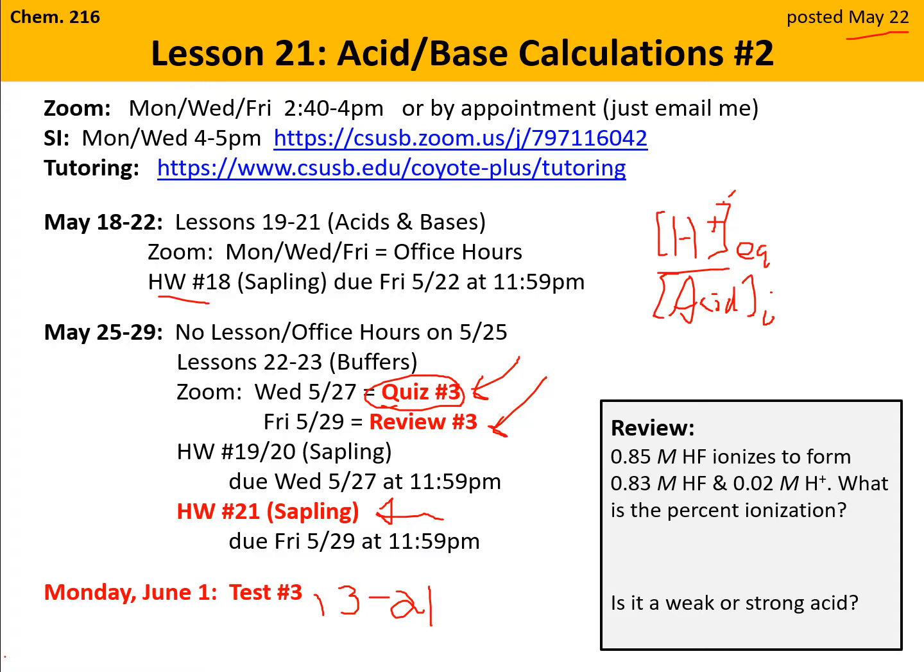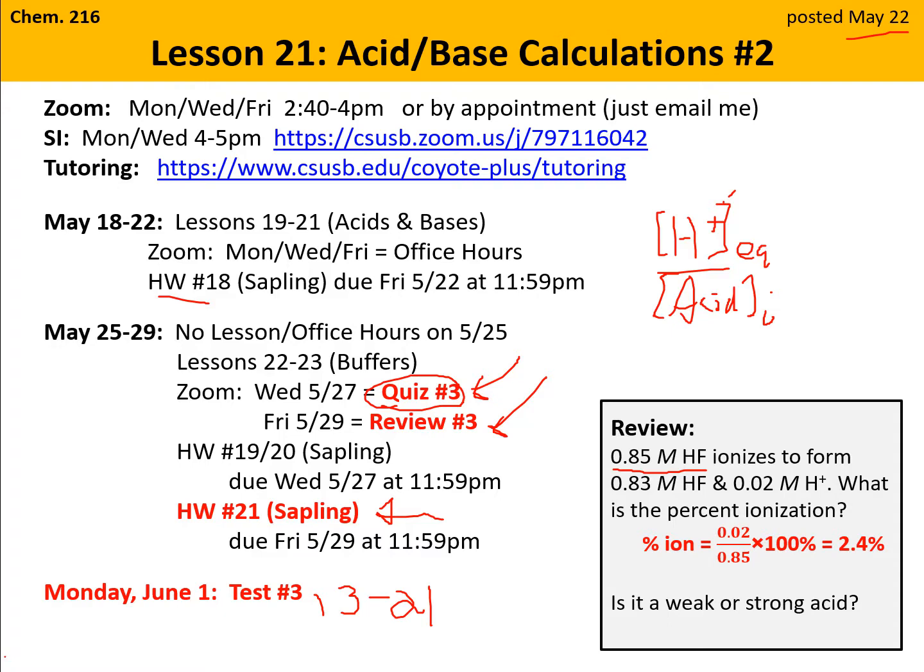Right? So in this problem, if I have 0.85 molar HF and it ionizes, this 0.85, that's my initial. So that's what's going to go on the bottom. So I'd have 0.02 over 0.85 times 100%. And that gives me 2.4%. That would be my percent ionization.